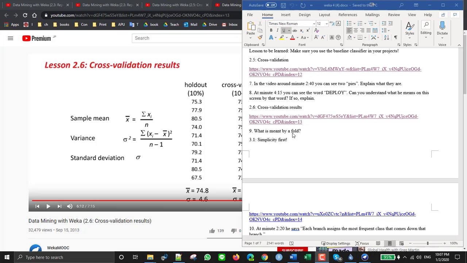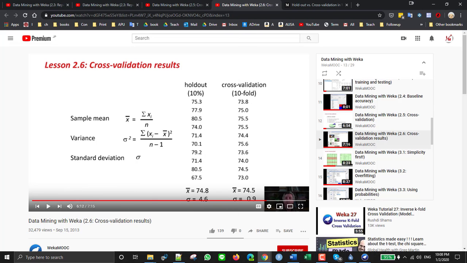Okay, so what is meant by a fold? We just saw that the folds are those pie slices. And then one more thing here we should mention, a little bit surprising. So here's what we did. Here's what we got when we did that holdout. The average for this particular data and this particular model is 74.8, and the standard deviation was 4.6.